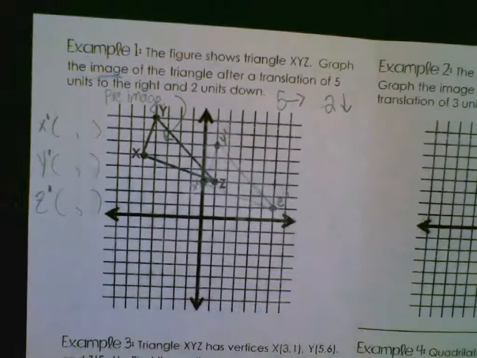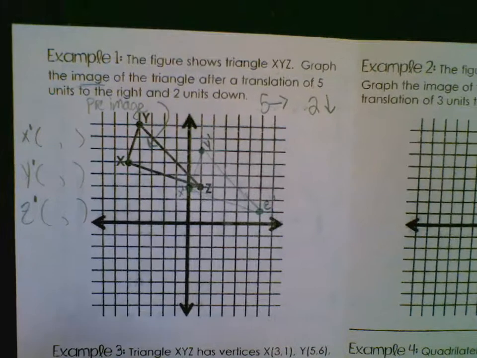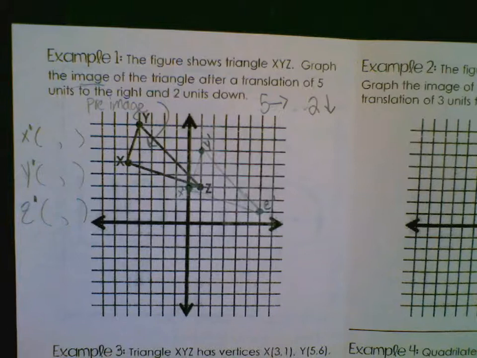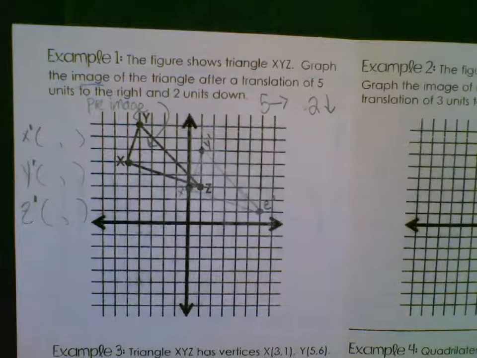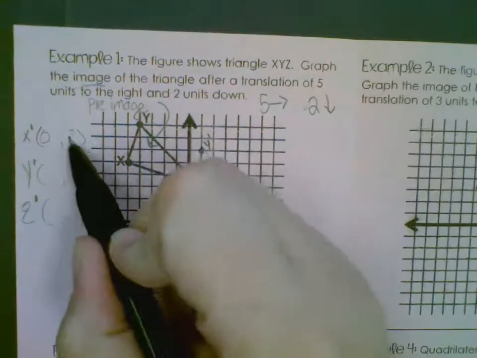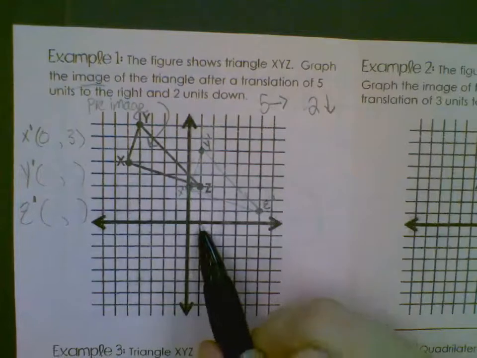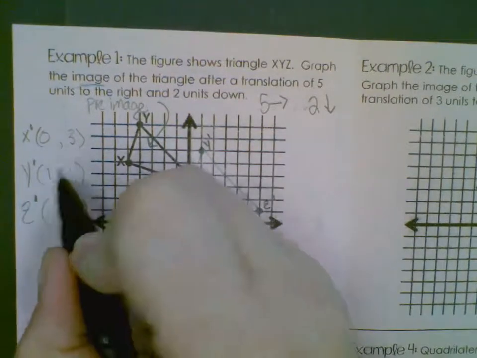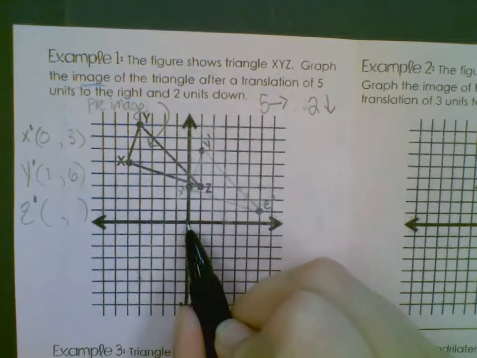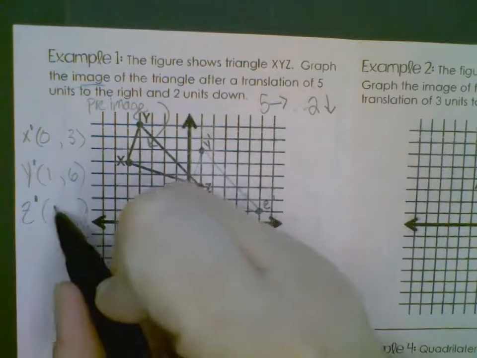You have to make sure you label your points with the prime marks and their letters. So now we'll just look for the values at each point. X prime is (0, 3). Y prime is (1, 6). And Z prime is (6, 1).